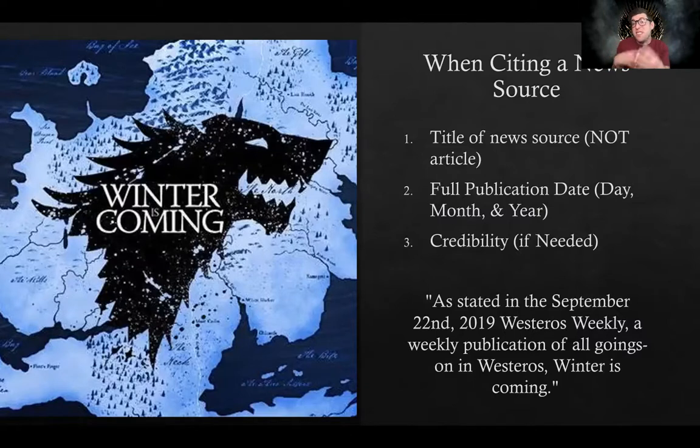You can move these things around and say it however you want. According to Westeros Weekly, a weekly publication of all goings on in Westeros, they stated in their September 22nd, 2019 article that winter is coming. So how you say that information doesn't really matter to me, but you got to hit those three criteria, the three-eyed raven: identifier, date, credibility. All right, so that's how you'd cite a news source or a periodically published news document.